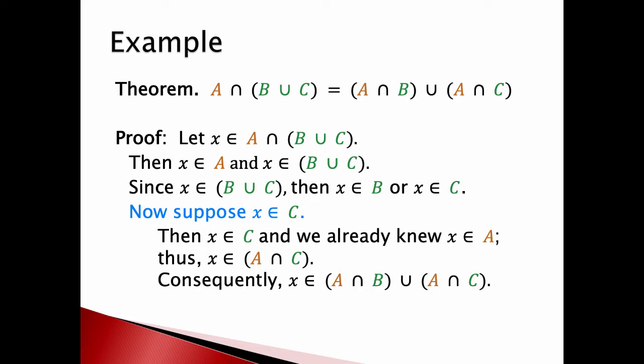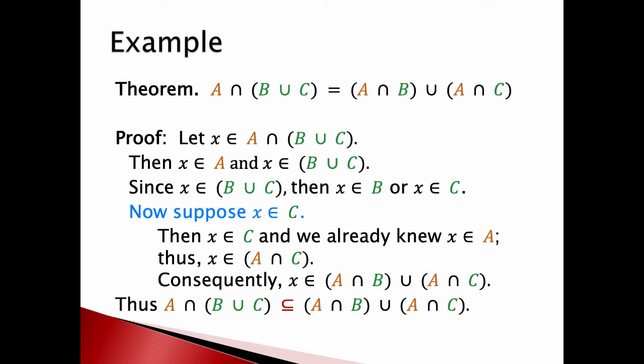So anything in the left hand side, A intersect parentheses B union C, we've now shown has to be contained in the right hand side. It took two cases to do it, but we're halfway done. We've shown that the left hand side is a subset of the right hand side. That's half of what we have to prove to show that two sets are equal.